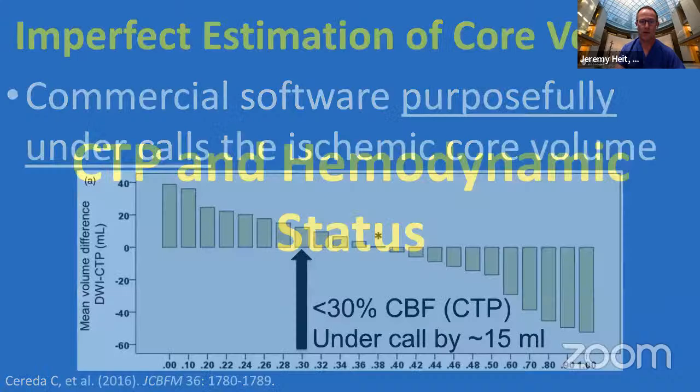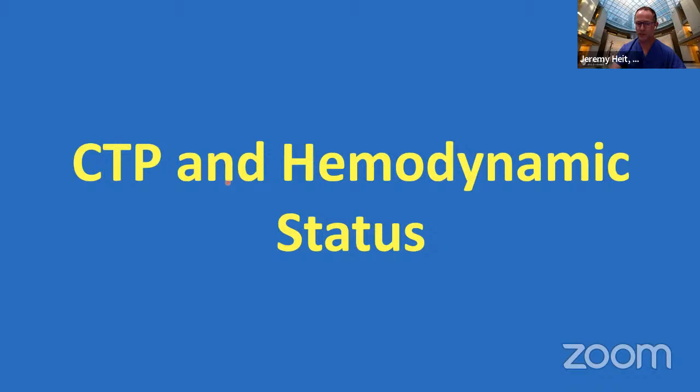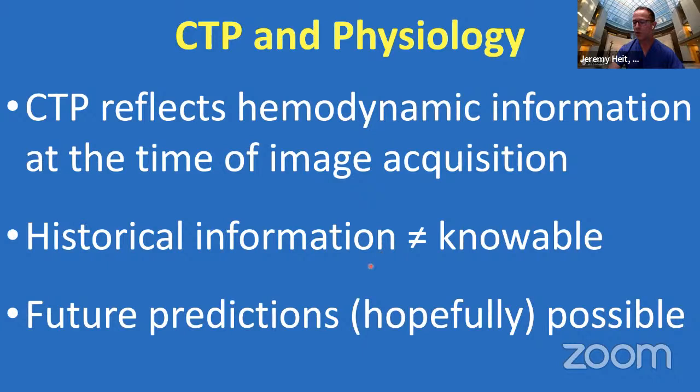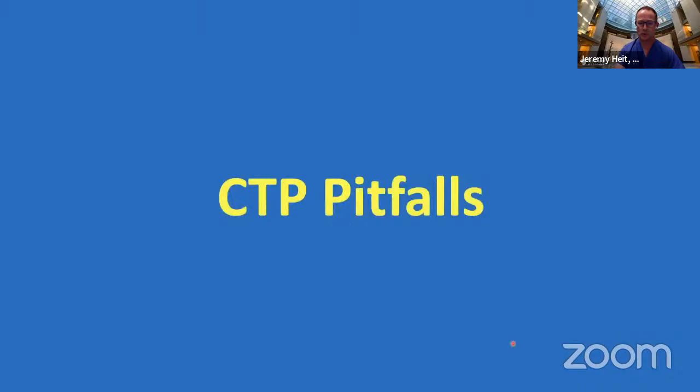Okay, another important point about CT perfusion imaging is it really closely relates to the hemodynamic status of the patient. But it's their hemodynamic status at the time you are acquiring the images, right? You're not really getting historical information about what happened to their brain. Can you predict the future? I'm going to show you some data that maybe we can actually predict the future, which is pretty useful. But you're really taking a snapshot of their physiology at the time you perform the scan. And that's really important because that leads to some pitfalls.